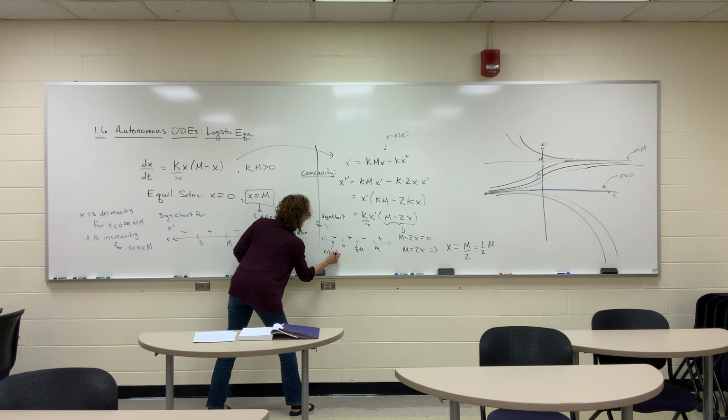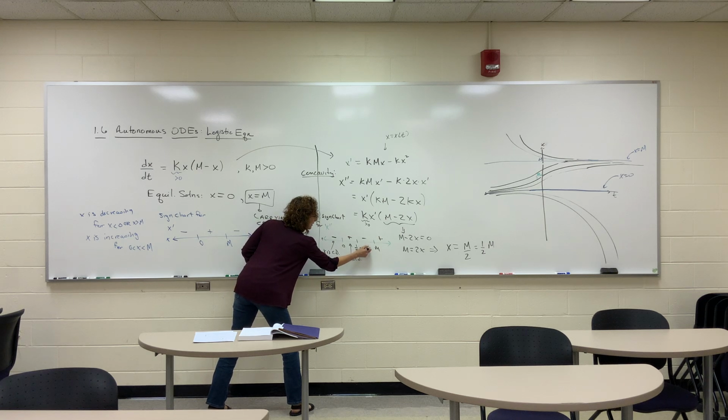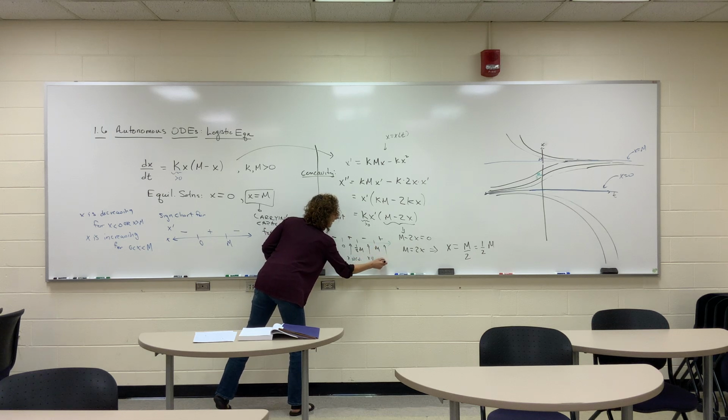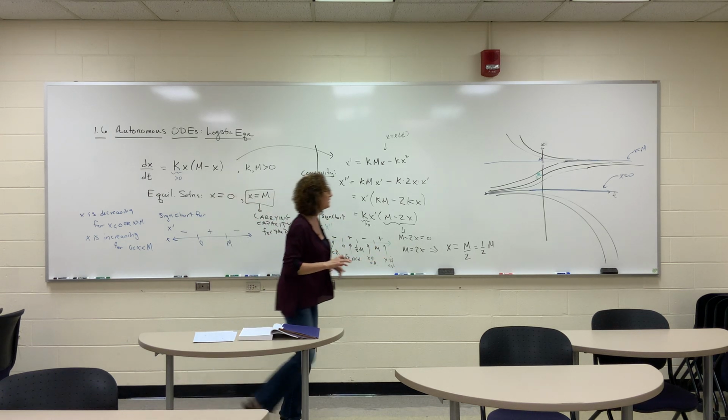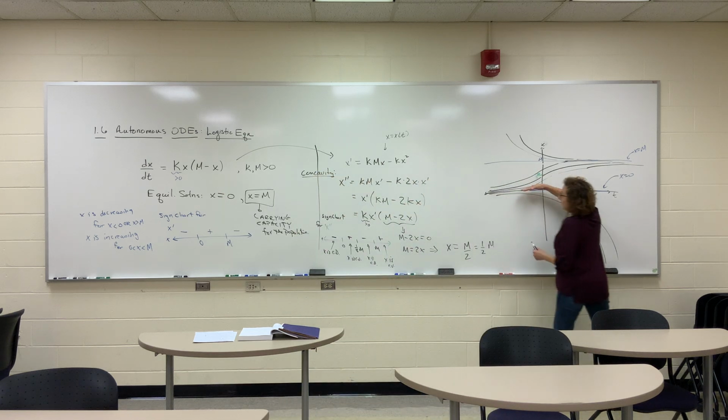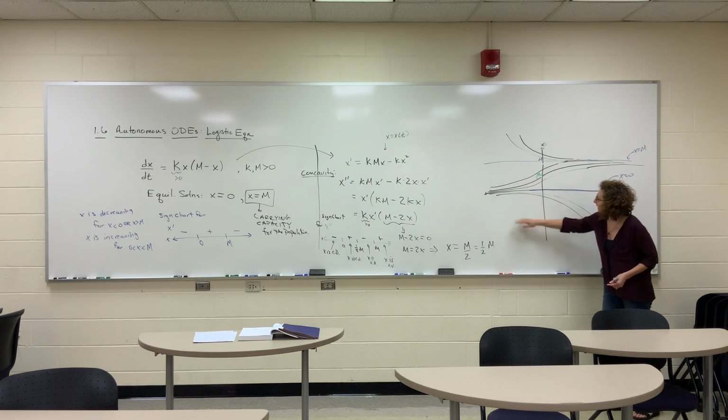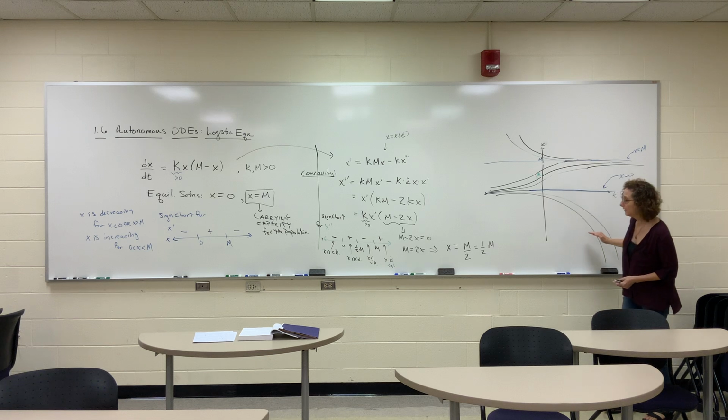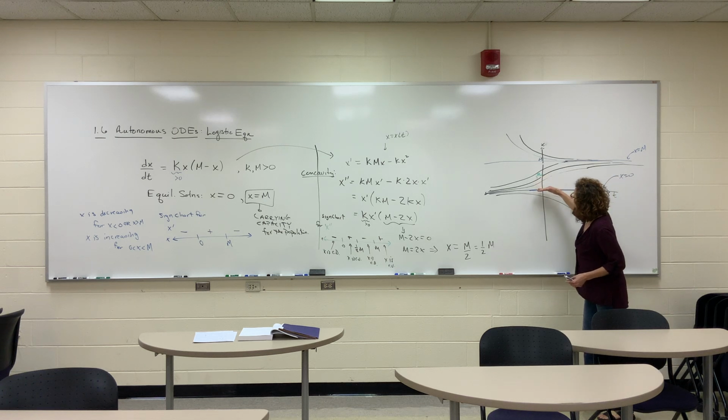x is concave down here, x is concave up, x is concave down, and x is concave up, right? Let's see if that matches. Here, x is negative, and x is concave down, right? From here to here, x is positive, but smaller than 1/2, and x is concave up, yeah?